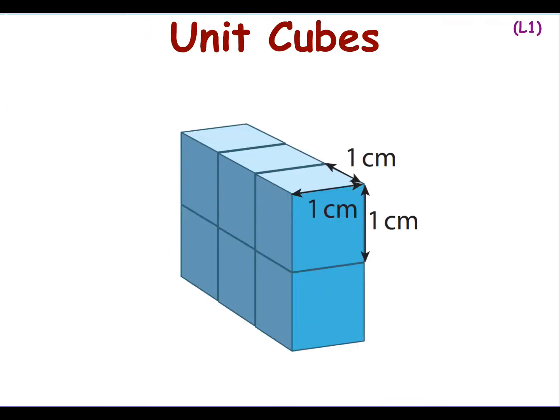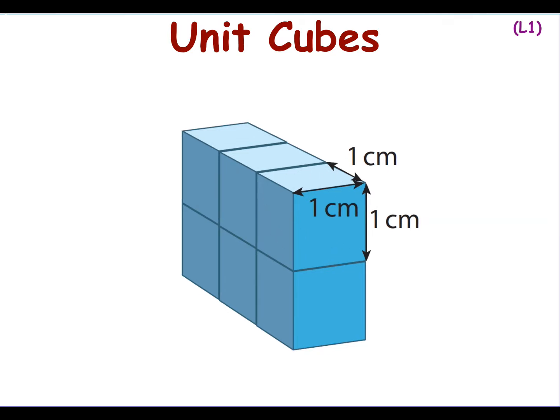For level 1, sometimes they will give you various shapes made up of centimetre cubes. So in this image here, we have a centimetre cube and there are 1, 2, 3, 4, 5, 6 cubes. So the volume of this particular cuboid would be 6 centimetres cubed.